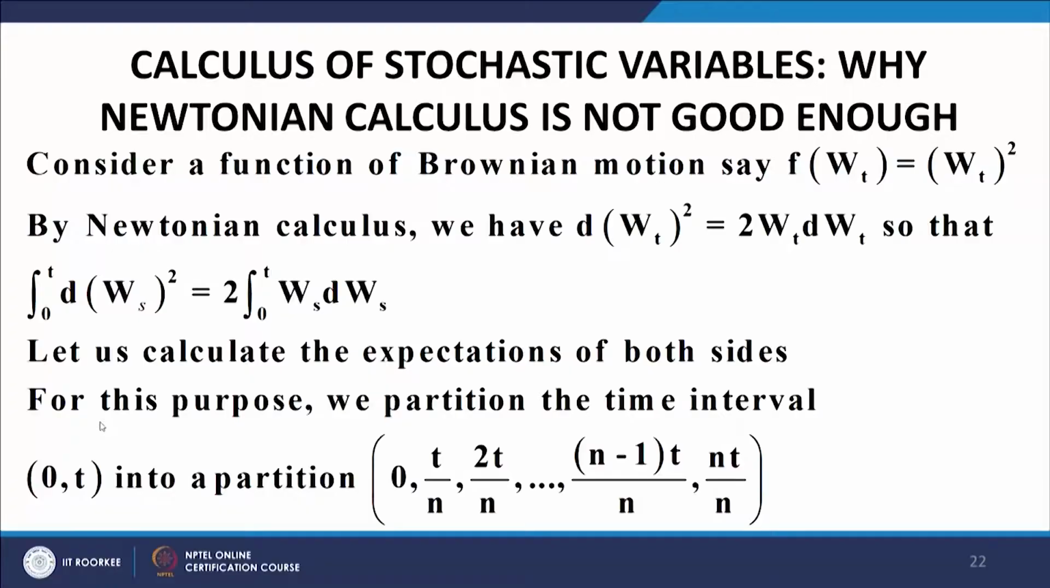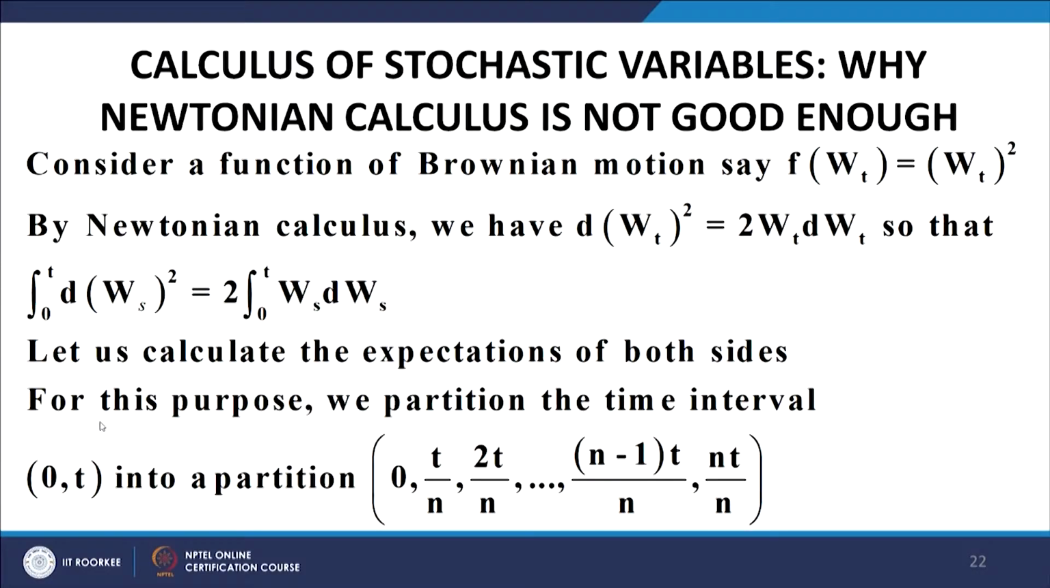Now we come to a very interesting concept. You see, we have been talking about Brownian motion throughout. Now we want to extrapolate that and talk about functions of Brownian motion. We want to talk about calculus of Brownian motion. The question is, why do we need a separate calculus for Brownian motion? Why not use the contemporary calculus that we have for Brownian motion? Why use a new calculus? Let us see the answer to that.